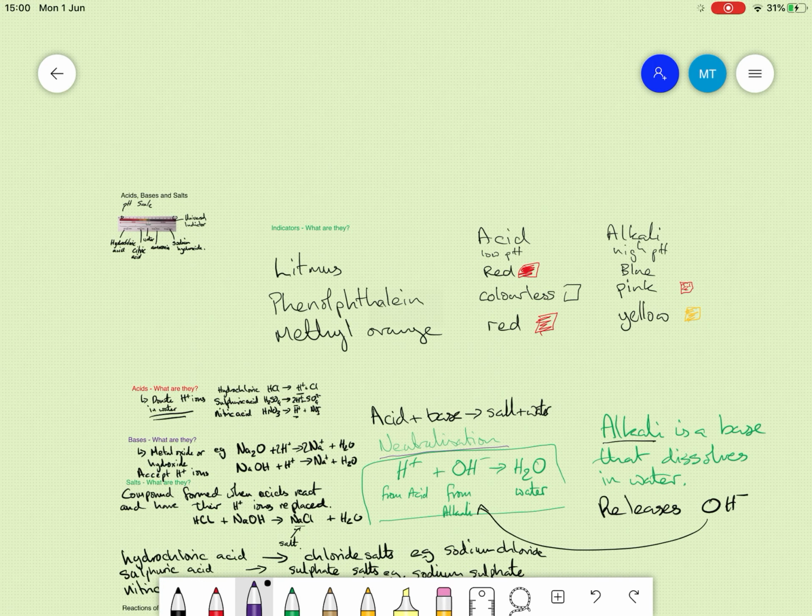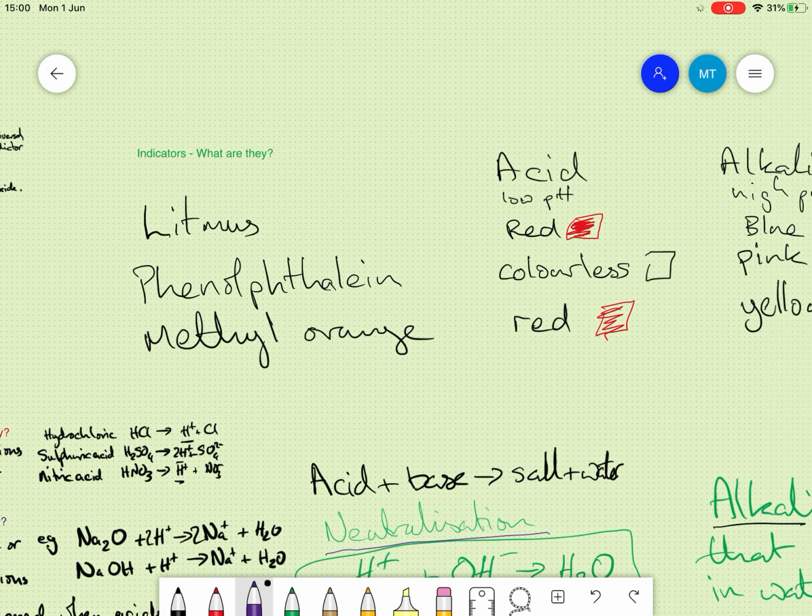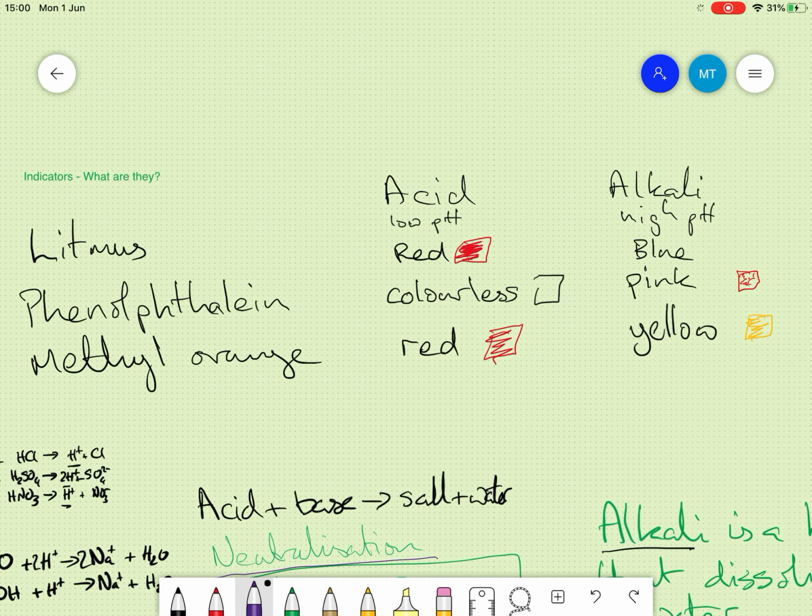And then lastly, you needed to know what an indicator was. An indicator is something that changes colour when in acid or alkali. You know what universal indicator is useful for, but we need to know three other ones: litmus, phenolphthalein, and methyl orange. They're much more accurate than the universal indicator. And you need to know that litmus is red in acid and blue in alkali, phenolphthalein is colourless in acid and pink in alkali, and methyl orange is red in acid and yellow in alkali.